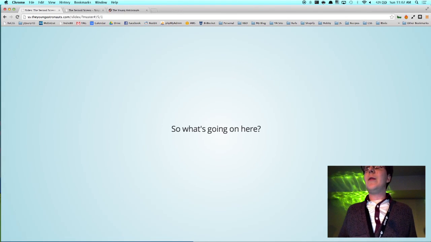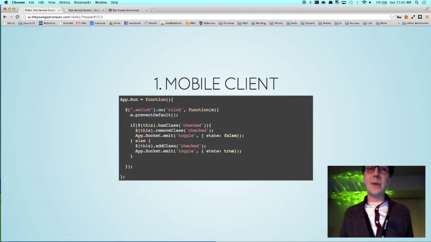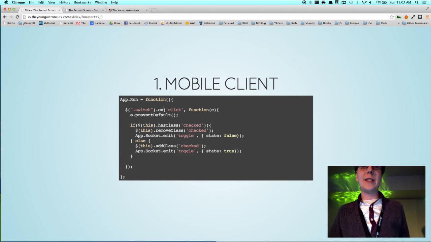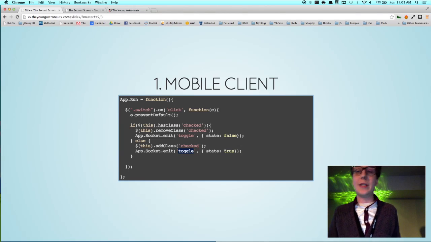So what's going on there? Well, I explained how it worked before, so this should be pretty straightforward. Basically, there are three components. There's the mobile client running on my phone, there's the server-side Node.js application, and then there's the desktop application, which was that nice little picture. The mobile client is simple. When the switch button is clicked, assuming it's a toggle, if it's checked, it's going to remove the class and submit a message called toggle with a state of false. And in this case, it's going to submit something that's true. So it's just telling the server, hey, something has changed and it's now set to true or to false.